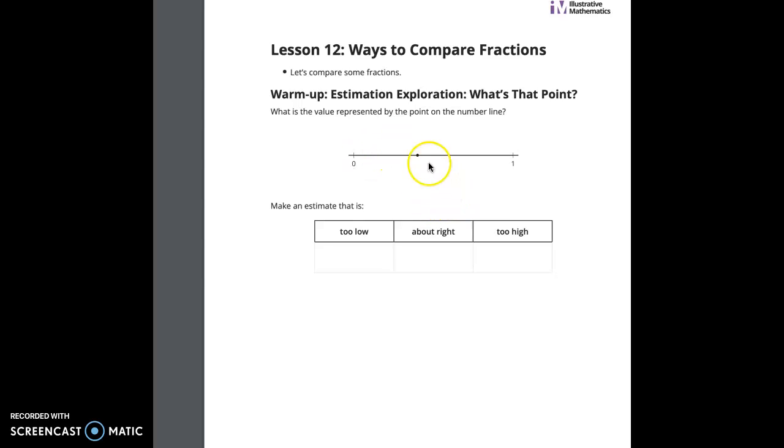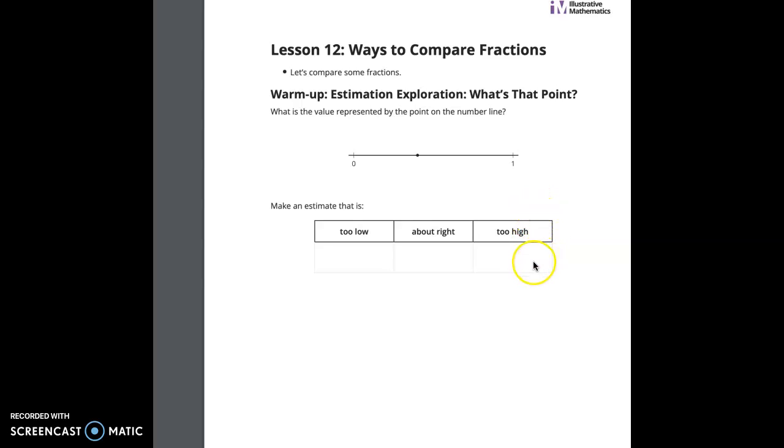I'm looking at my number line. I'm guessing maybe a half is somewhere in there. Maybe a fourth is too low. That's just what I'm thinking. All right, let's move to about right. What would be an estimate that would be about right? Well, I said that I thought 1/2 was there. It's not exactly a half, but almost a half, right? So I can suppose that that was one of the things that was about right.